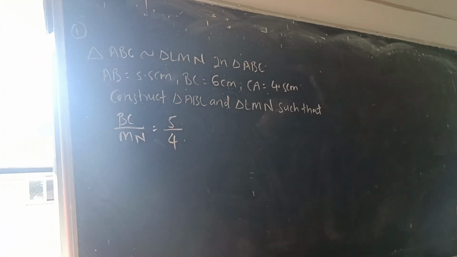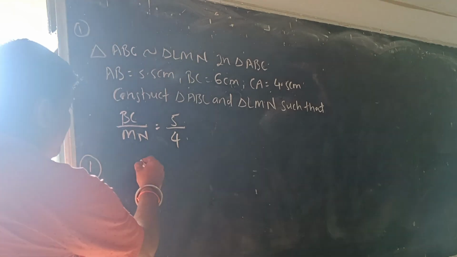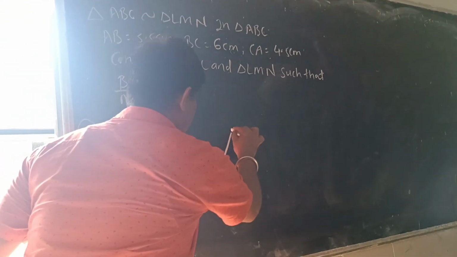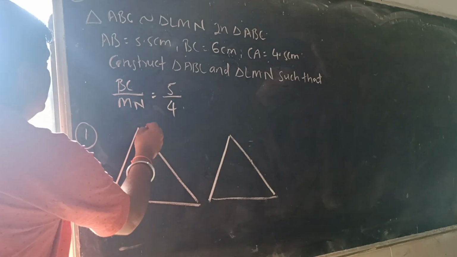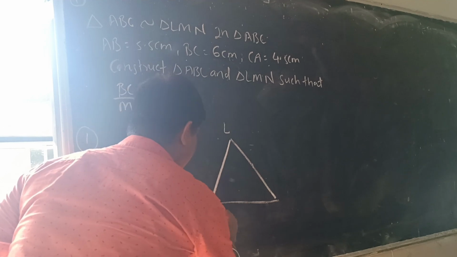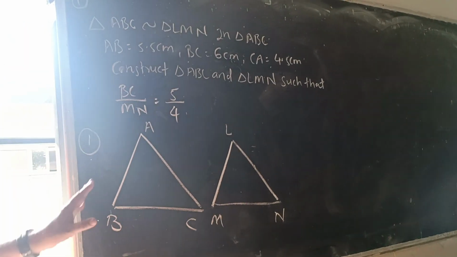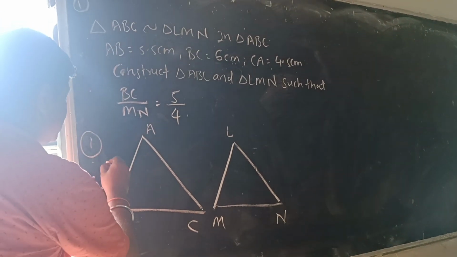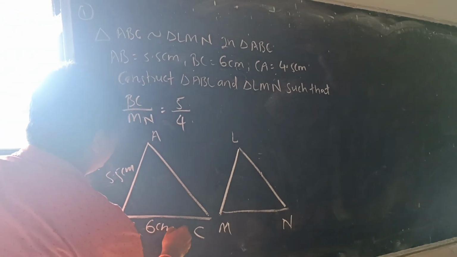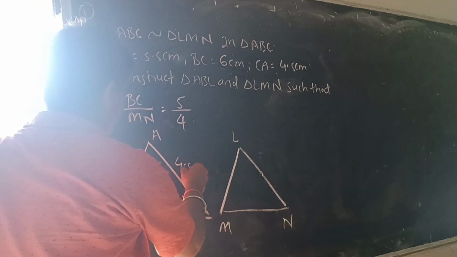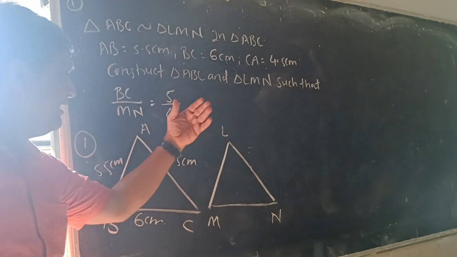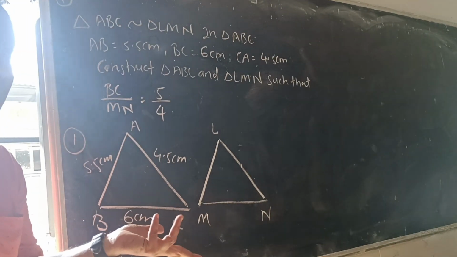Okay, now first draw the rough diagrams here. Triangle ABC and triangle LMN. First you draw the rough diagram. Now AB is 5.5 centimeter, BC 6 centimeter, CA 4.5 centimeter. That means here three sides are given. And in the other triangle element, no side is given.